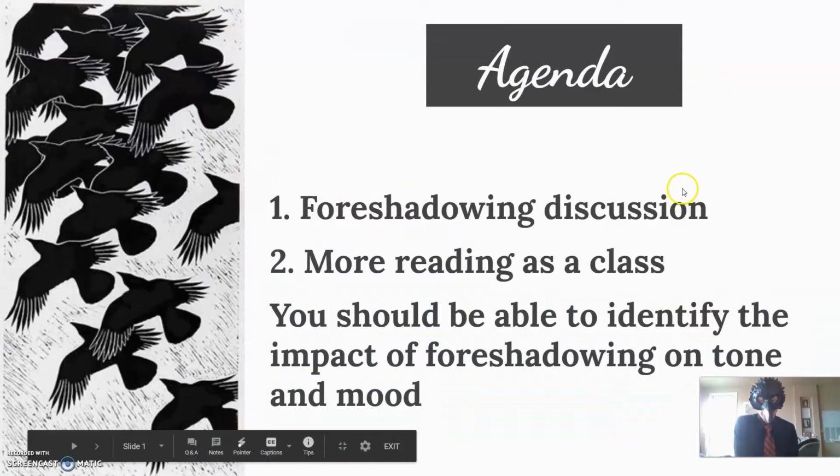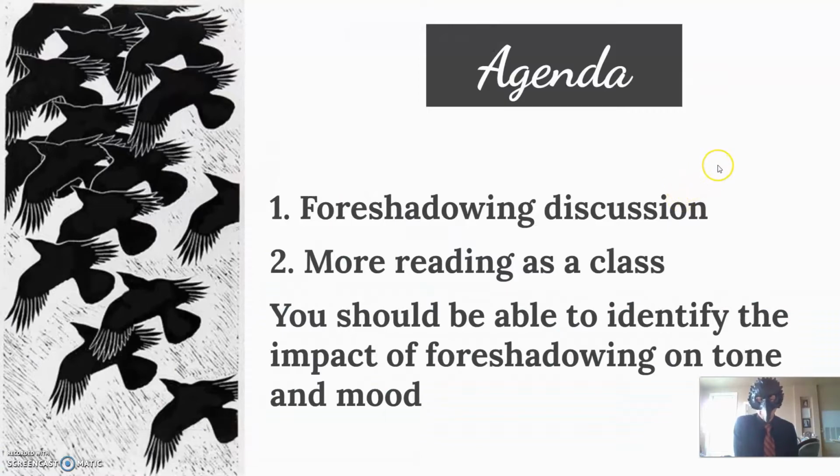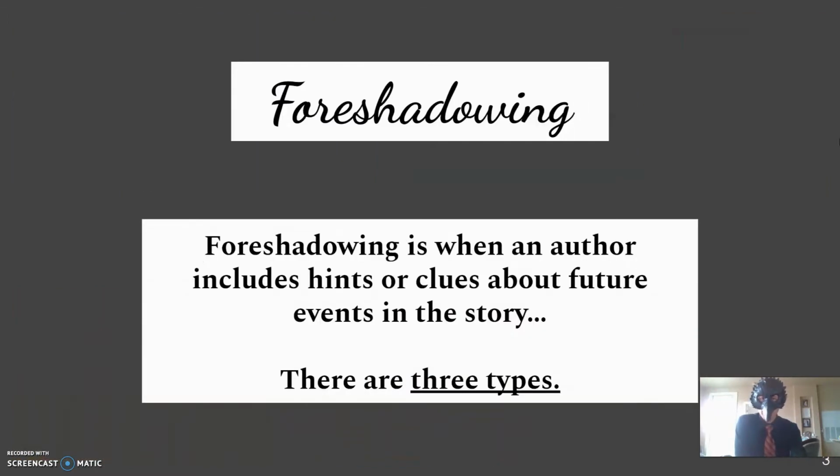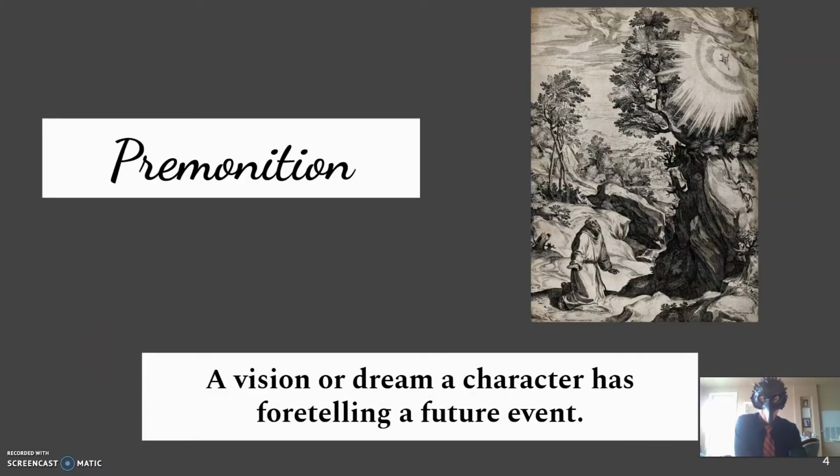So, foreshadowing. We learned this many, many months ago, but let's go back through it really quickly one more time. Foreshadowing is when an author includes hints or clues about future events in the story. We have 3 main types. The first type is a premonition, which is a vision or dream a character has foretelling a future event.